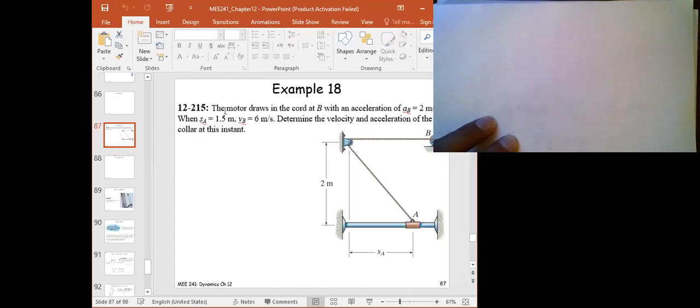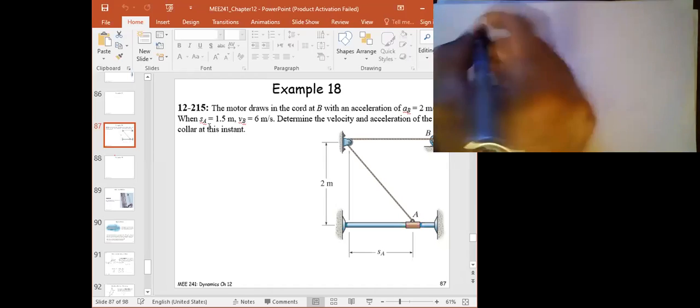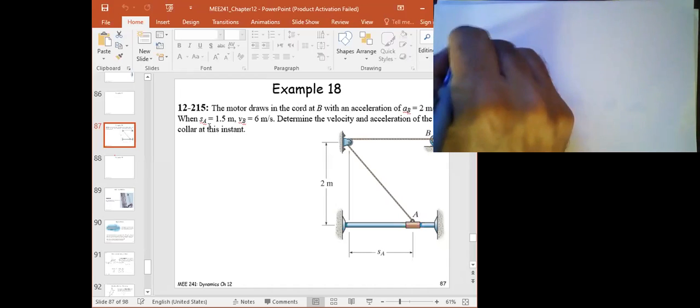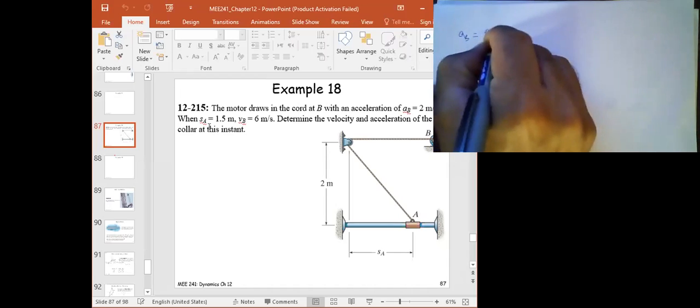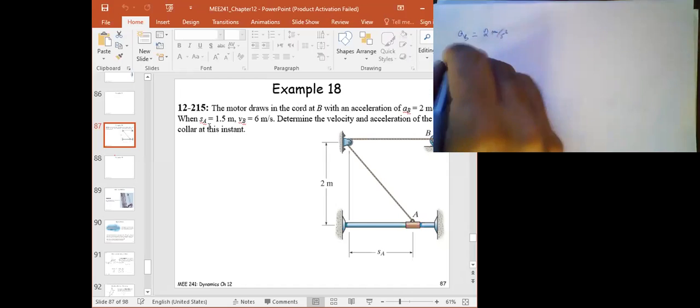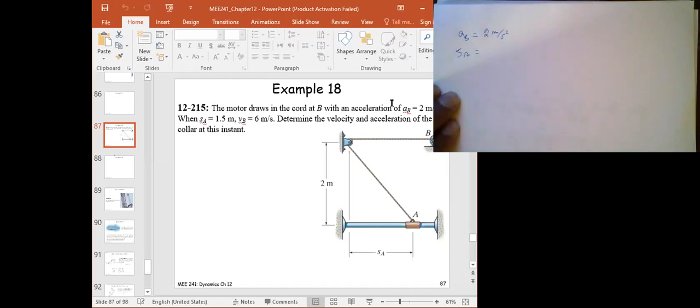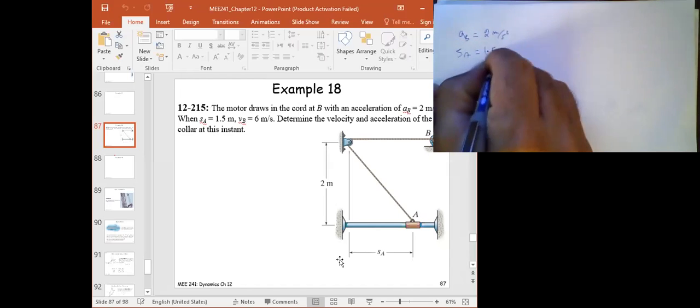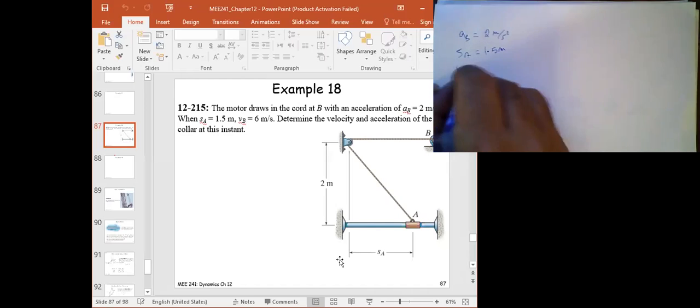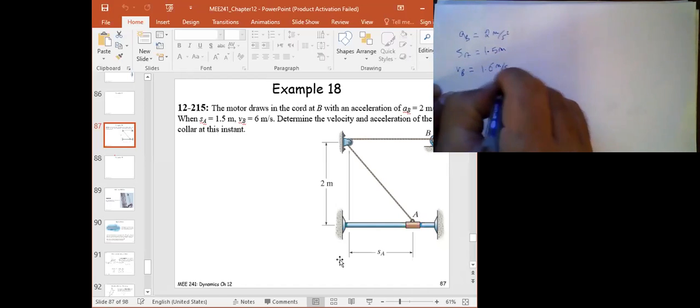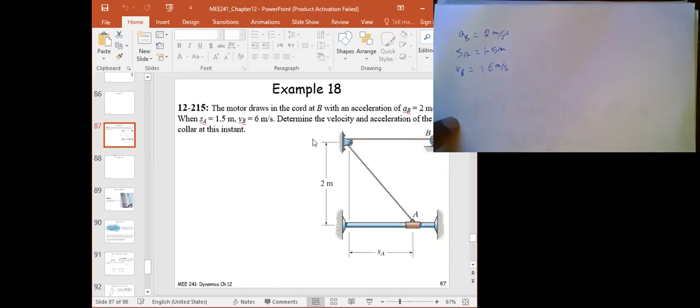Basically, we have a motor that is drawing the coordinate B with an acceleration of 2 meters per second squared. So this is the acceleration of a point on the cable, equal to 2 meters per second squared. We know position SA at the bottom here is 1.5 meters, and we know VB is 1.6 meters per second. We need to find the velocity and acceleration of the collar at that instant.